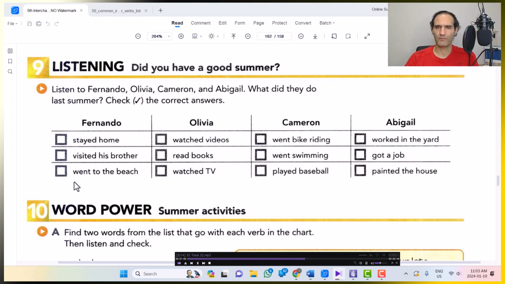Okay? 3. So, Cameron, did you do anything interesting last summer? Oh, yeah. You know how I love to be outdoors. I played baseball and rode my bike every day. Baseball and bike riding. You're a really good athlete. Yeah. Well, I try.